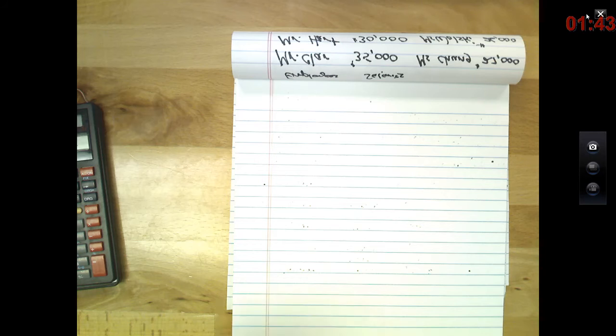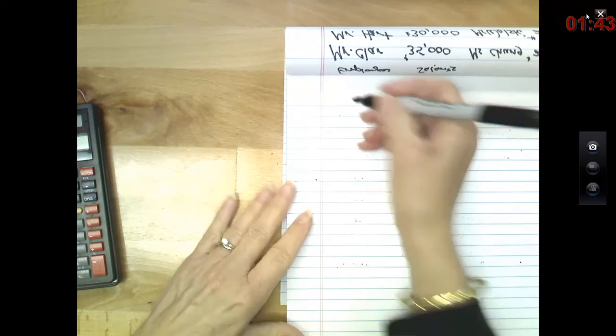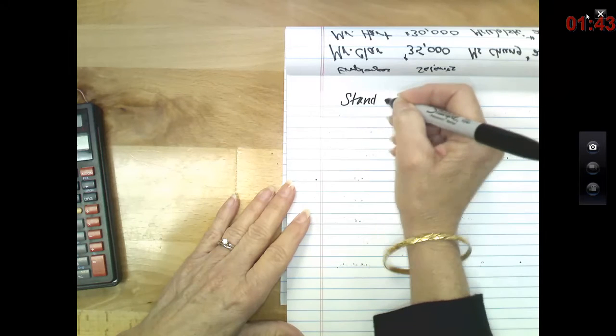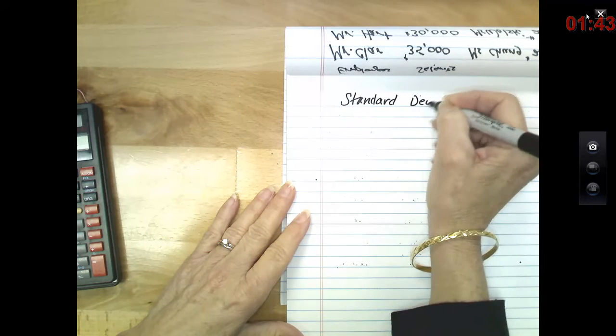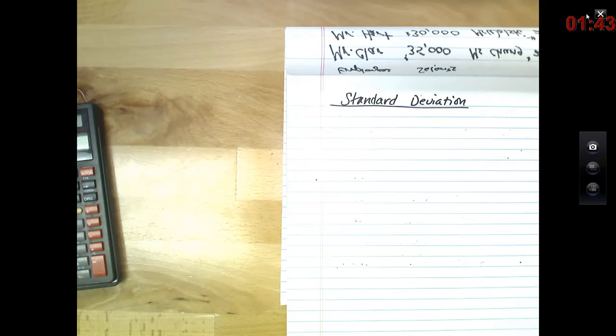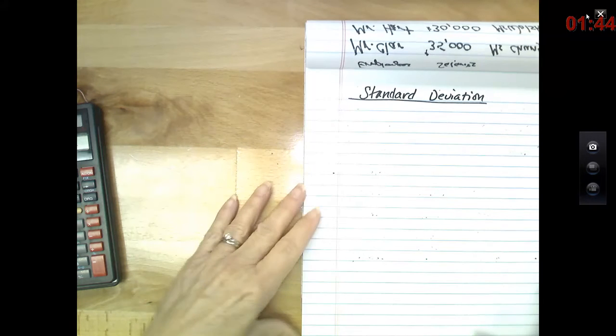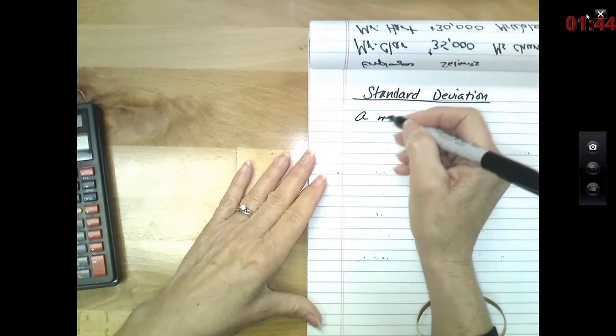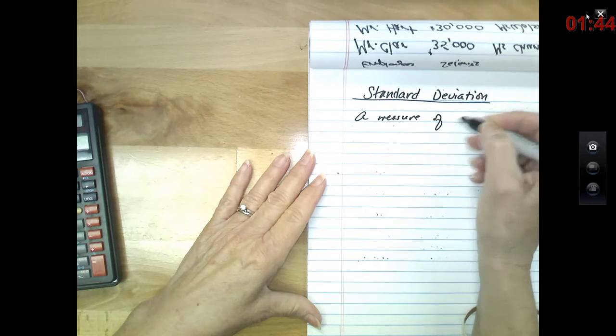Okay, now the next thing we're going to do, and this is where you need some brain power here. I put all my notes up. Okay, let me see what I did with them. It is standard deviation. This is just another measure of central tendency. And this is a measure of dispersion.